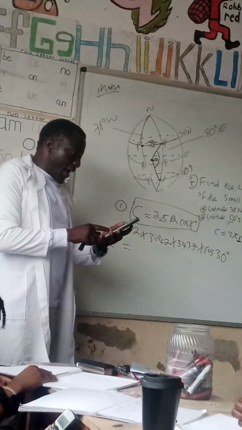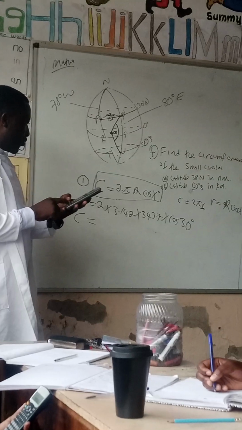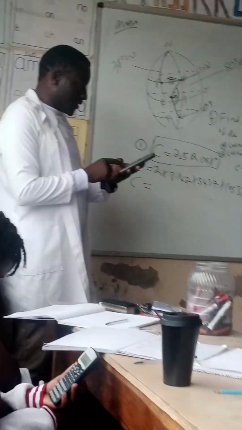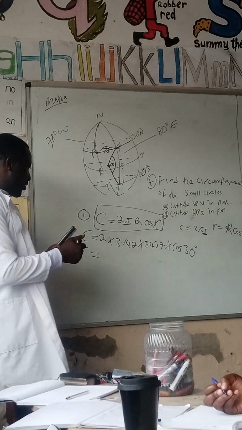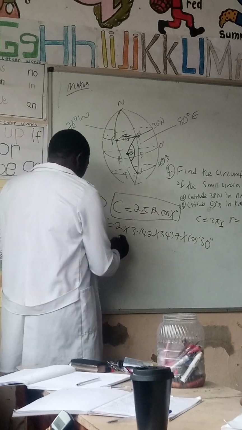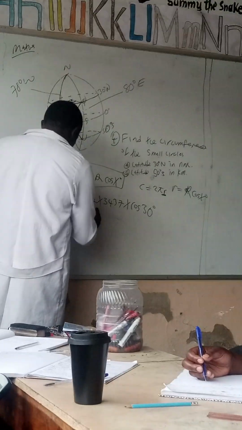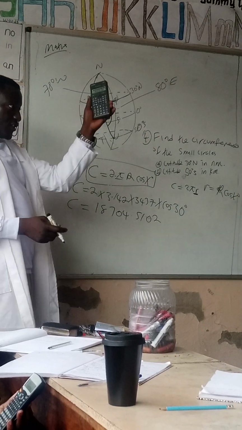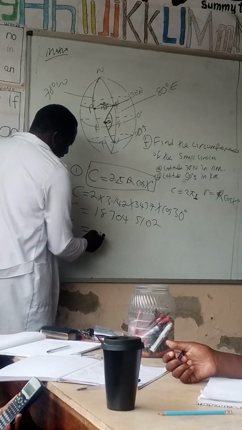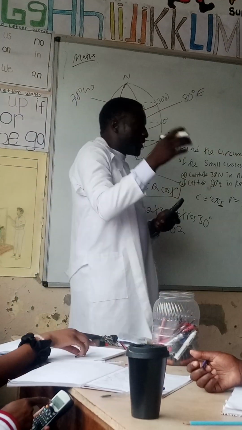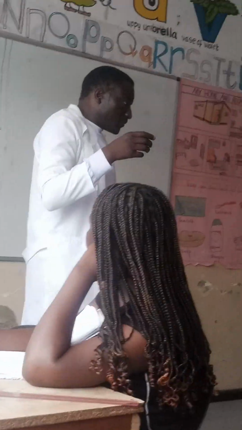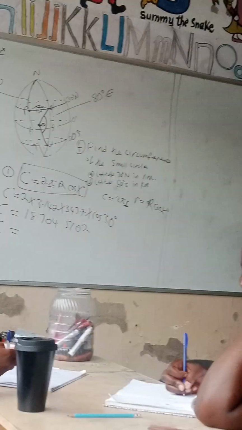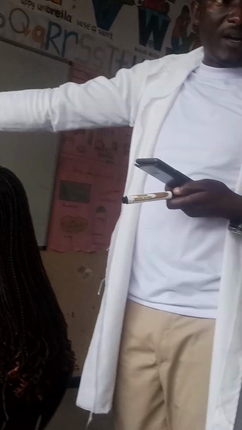So let's punch. 2 times 3.142 times 3437 times cos 30 degrees. So if this calculator is original, it is giving 8704.5102. Have you found that? Okay, it's very original. Now, in mathematics, especially there are rules of how to write the final answer when you have a decimal. Okay?